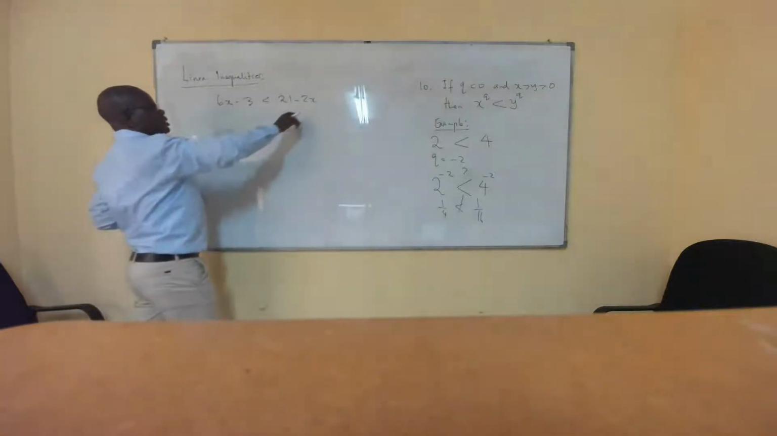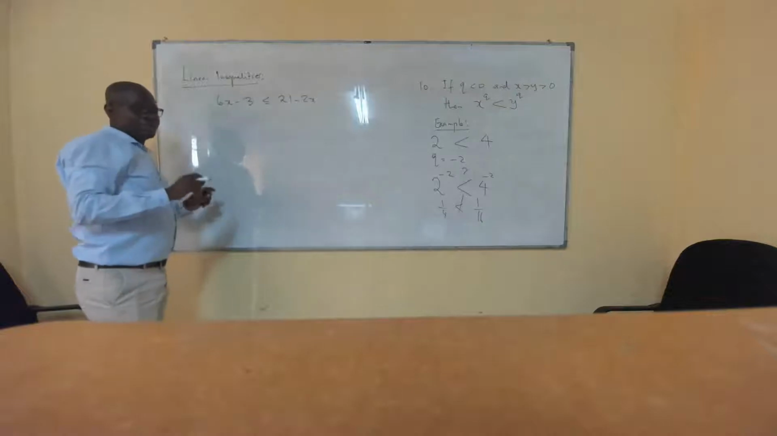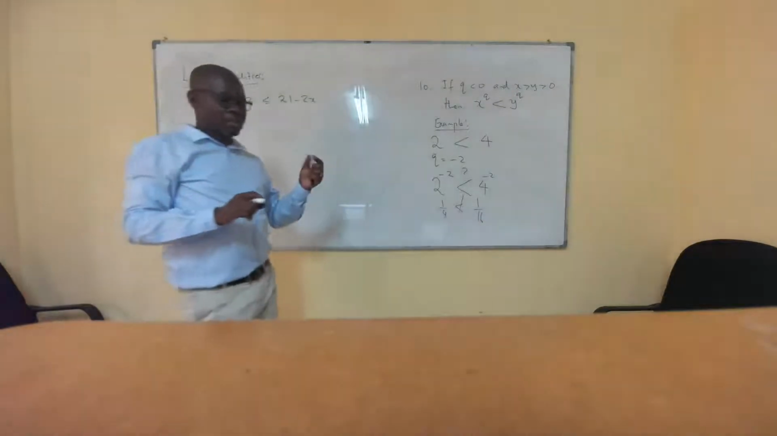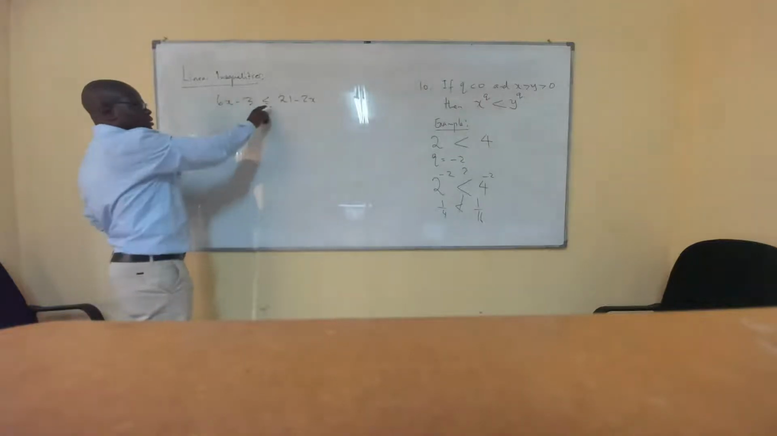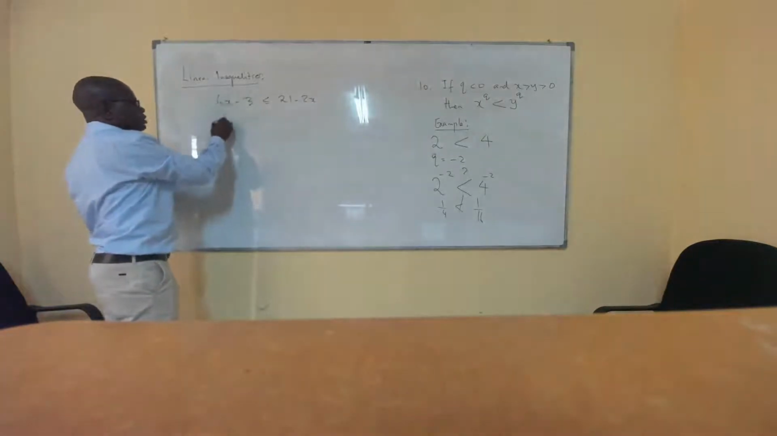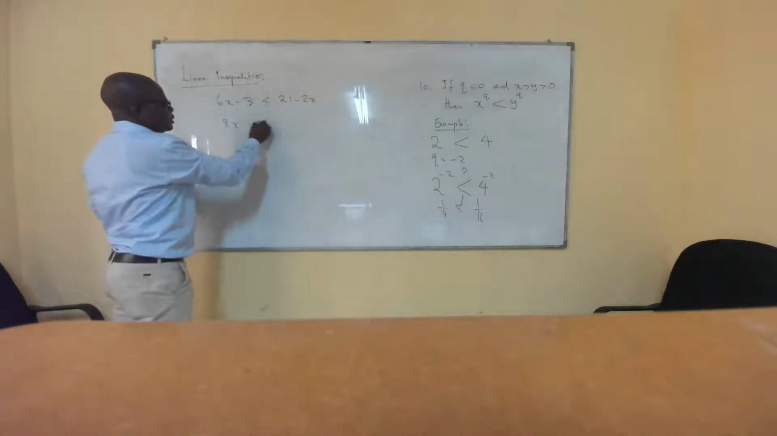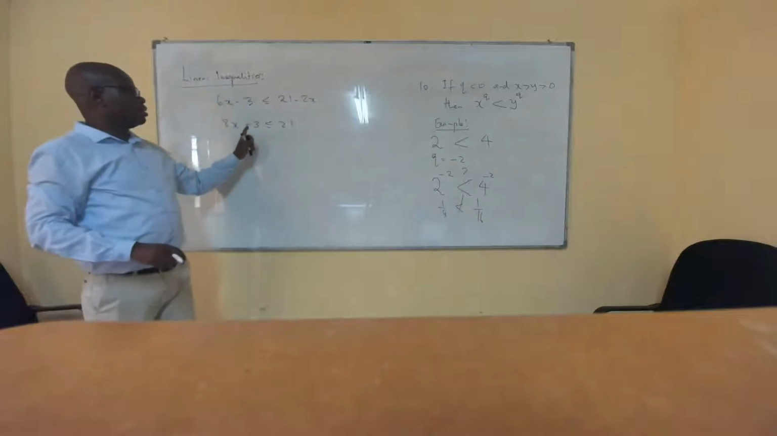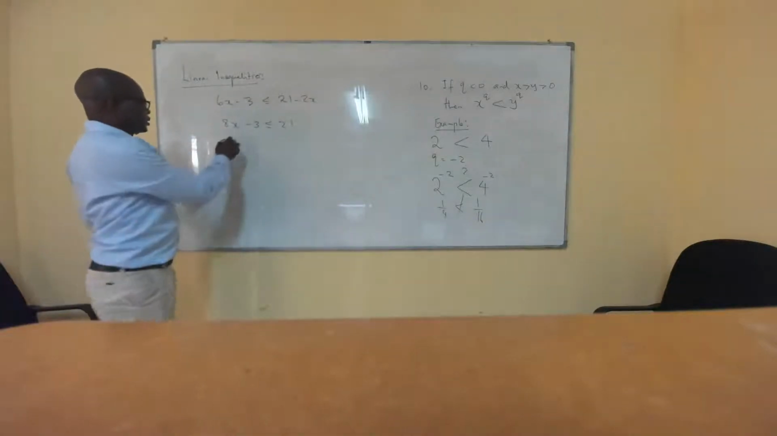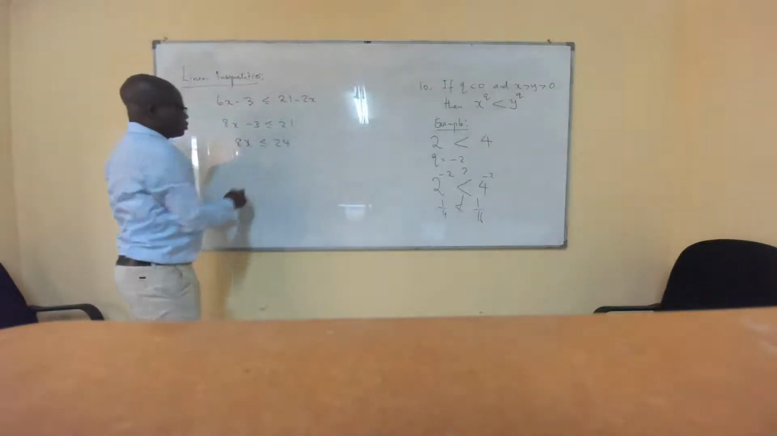So what I can do is add 2x to both sides, because I know x is a number, and double that number is still a number. So I can add that number to both sides without tampering with the inequality. If I do that, I'll have 6x plus 2x, minus 3 is less than or equal to 21. Then I can add 3 on both sides. I'll have 8x is less than or equal to 24.